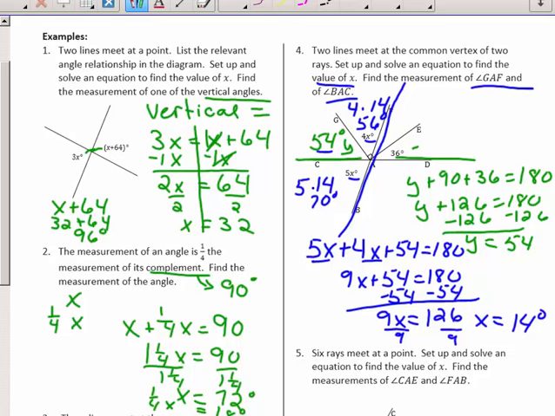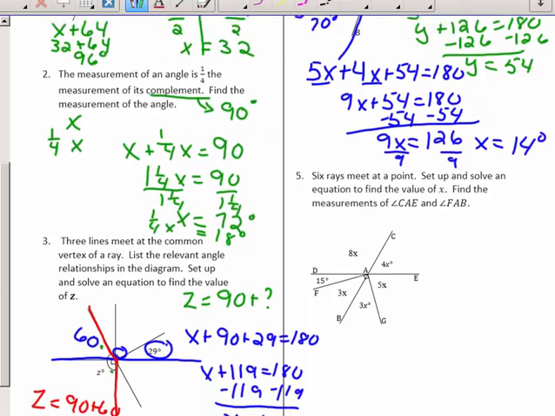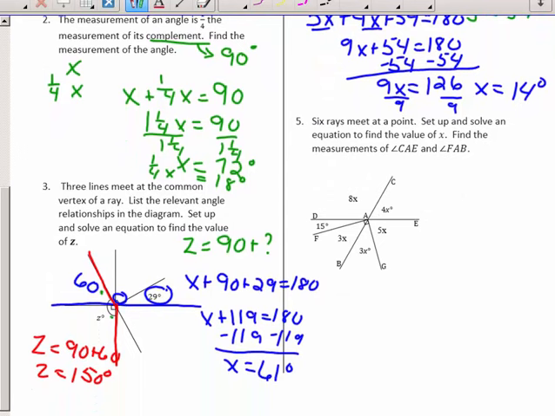So, all right, let's take a look. One more. So 6 rays meet at a point. We want to find the value of x, and then we want to find the measure of 2 of the angles here. So again, I have a bunch of different options to be able to do this one. I want to take the one that requires the least amount of work.